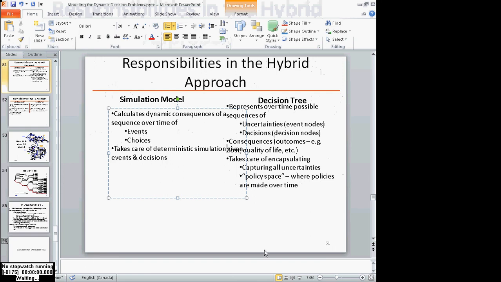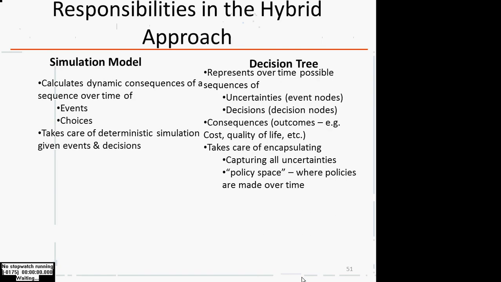Okay, so what's the responsibility then of the decision tree? It represents the series of uncertainties and decisions over time. It represents consequences in the form of the event nodes, and it takes care of encapsulating the uncertainties in the policy space. It takes care of representing the possible set of choices and the uncertainties associated with it. Ladies and gentlemen, I want to highlight one thing for you. These consequences, these outcomes, from whence do those come?